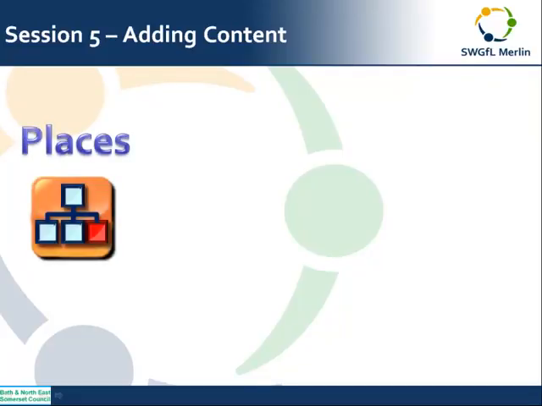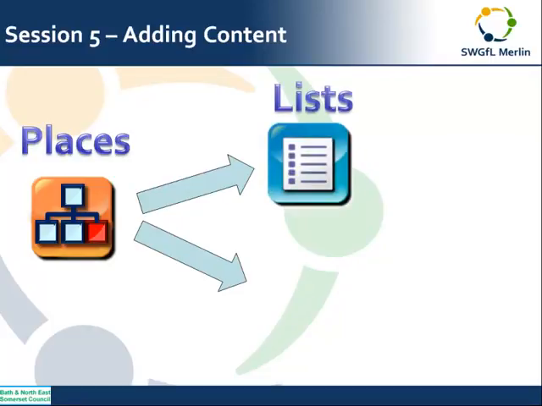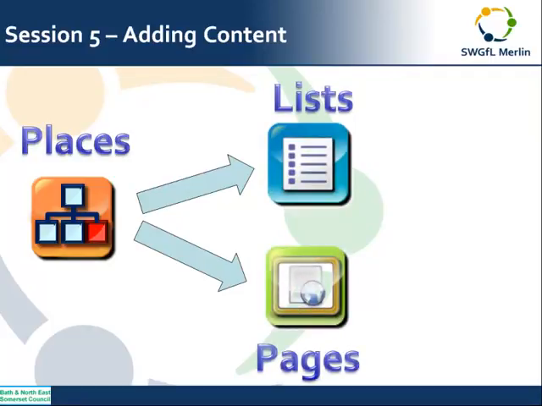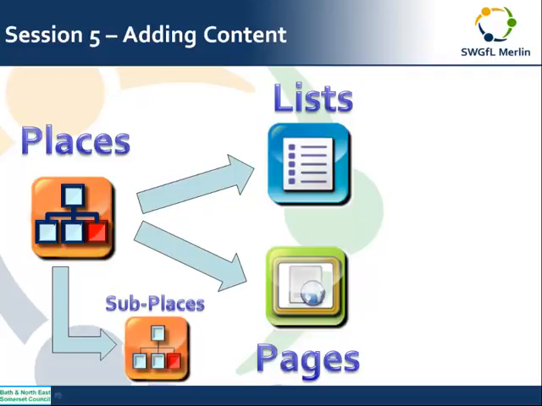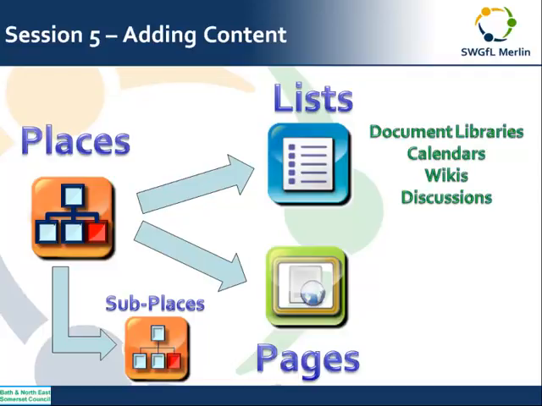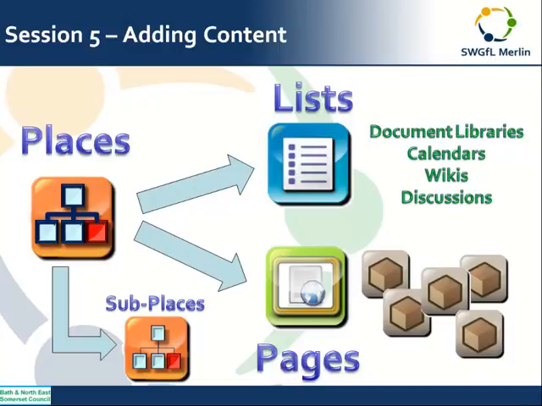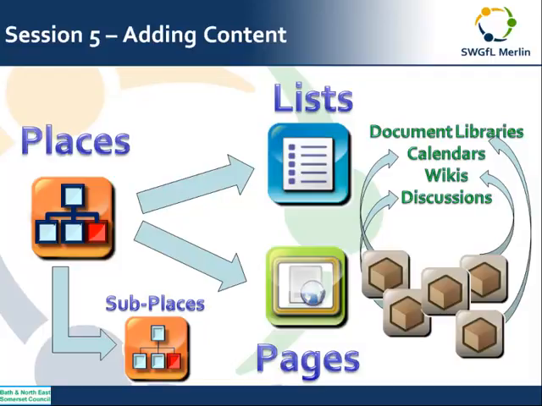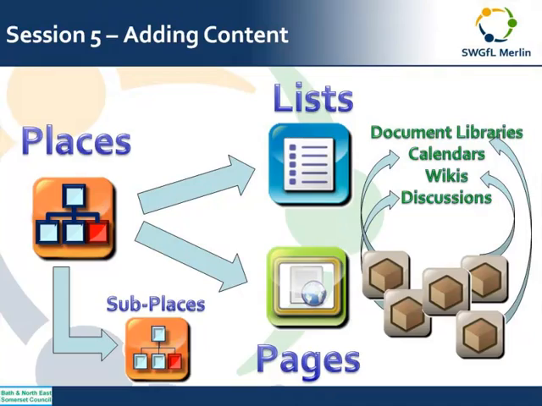Merlin is built around the concept of places, sites which can contain content. And this content is comprised of two types, lists and pages. Places can also have subplaces which sit below their parent place and can inherit the same members if desired. We've already looked at list-based content, document libraries, calendars, wikis, discussions and so on. Pages are web pages that can have content contained in widgets called web parts. Many web parts display the content of lists that exist elsewhere within the Merlin place.